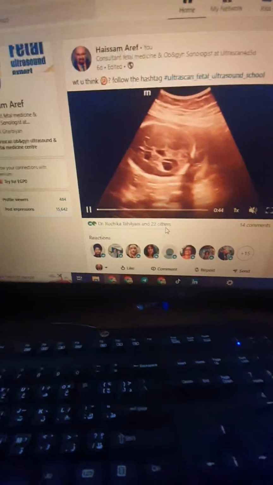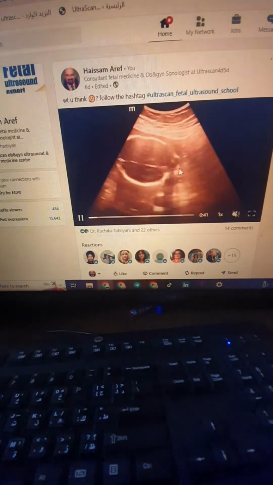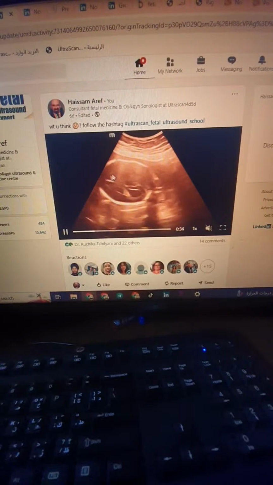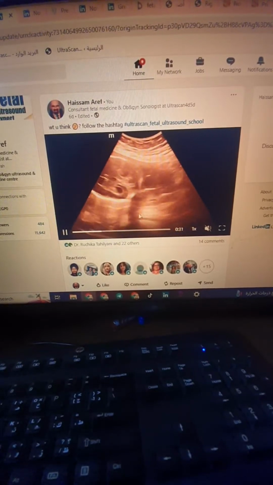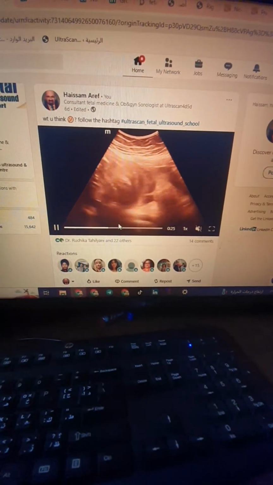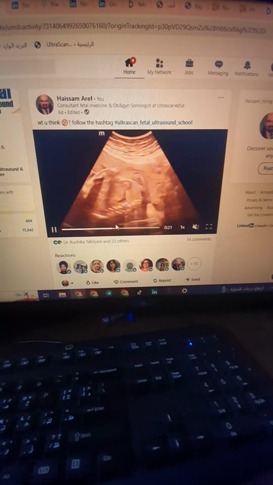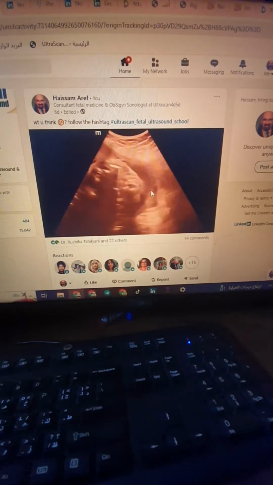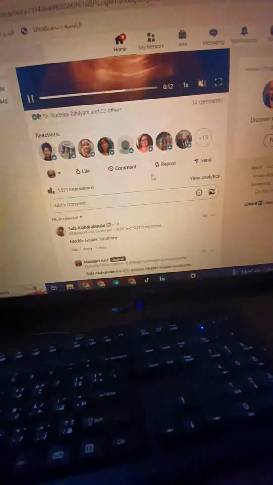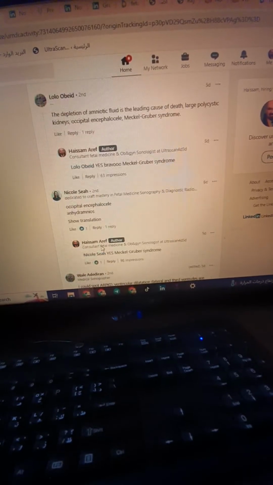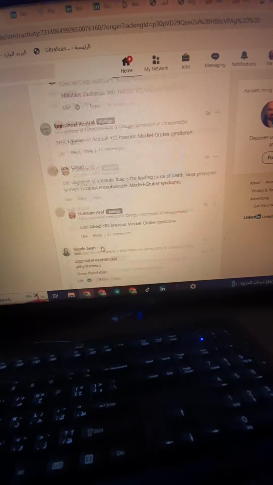We will start with Saturday's case, which showed an encephalocele, and I guess the encephalocele is the one causing the bilateral hydrocephalus. If you continue the video, after a while you will see both kidneys are enlarged, showing enlarged echogenic or multicystic dysplastic kidneys. So here you can say Meckel-Gruber syndrome in this case, and all the comments were rightful.